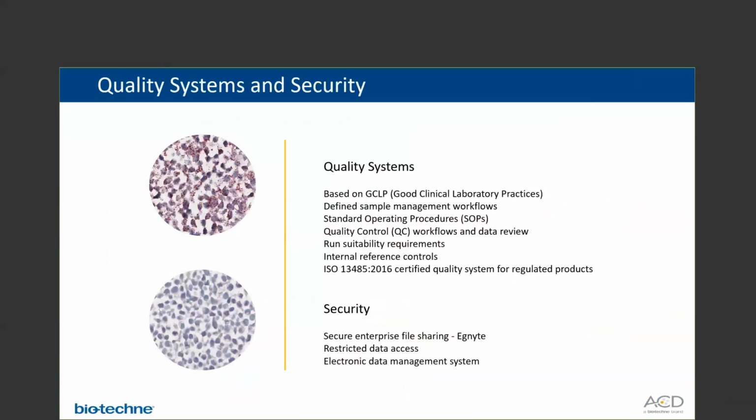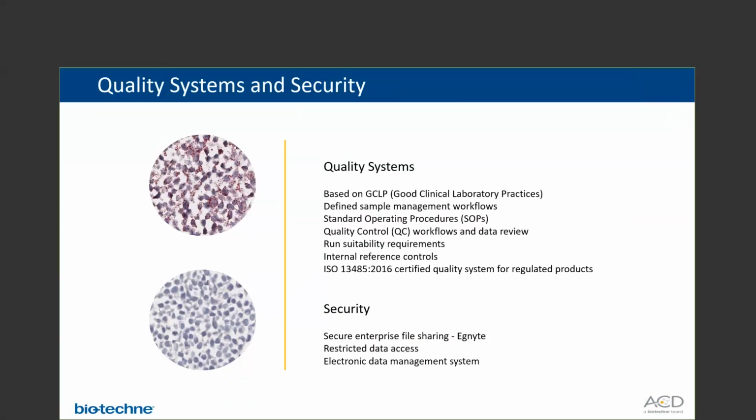Lastly, I would also like to touch upon the quality systems and security measures that we use here on our site. Our practices are based on GCLP-based guidelines, that is good clinical lab practice guidelines. We have defined sample management workflows and SOPs that govern the PAS workflow, including staining procedures, sample tracking, data management, and data QC. HeLa cell technical control is run with positive and negative controls in every and each assay run with strict run suitability requirements. Should any run show that the HeLa cell pellets fail QC, we would repeat those experiments.